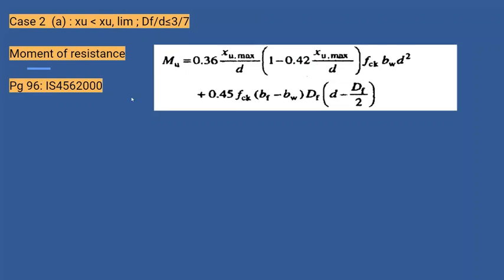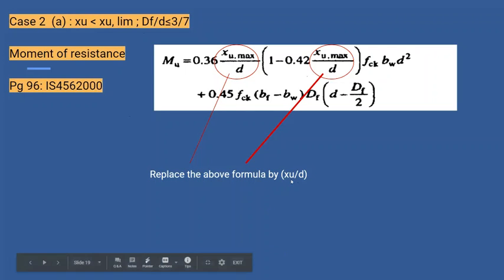Okay. Now this formula is the same formula, but there will be only one difference. ये x max वाला जो पार्ट है दोनों में, ठीक है, ये x max XU by D से रिप्लेस हो जाएगा. That is the only thing. ठीक है. इस सिचुएशन के लिए they have not given a direct formula, but it is just a modification of the previous formula. Previous formula जो पेज नंबर 96 में है, you can just replace this part by XU by D.